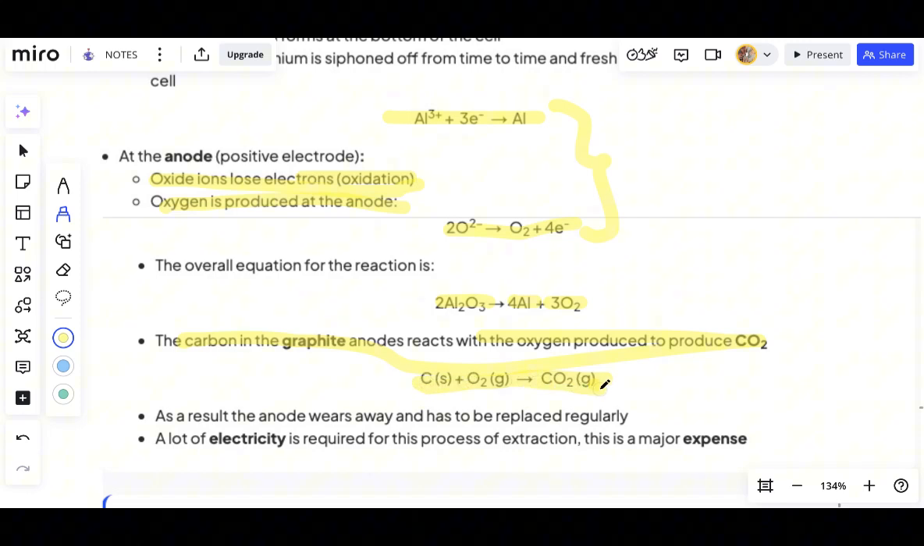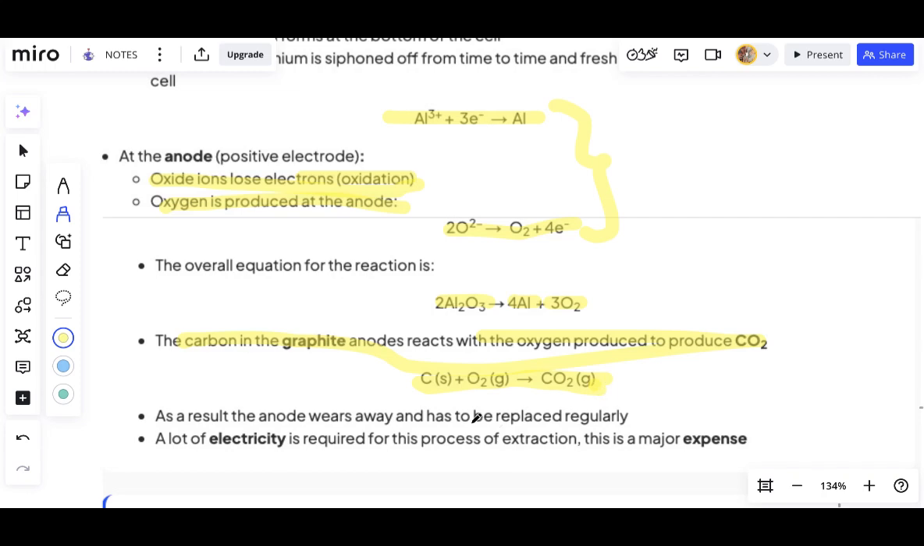One question that can be asked: why are we always replacing the graphite in the anode in the electrolysis of aluminium? This is an exam question also. Because it's used up. Why? Because oxygen is produced there. The oxygen produced at the anode reacts with the carbon from the graphite to produce carbon dioxide as a gas. So it becomes a gas, it's used up. As a result, the anode wears away and has to be replaced regularly.